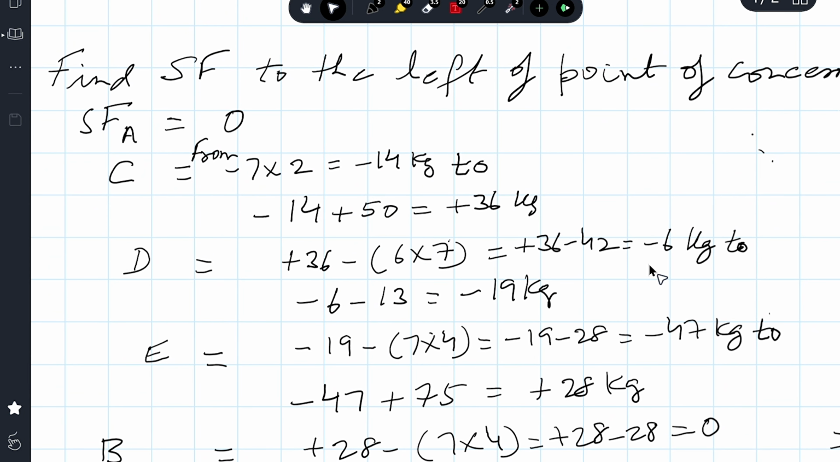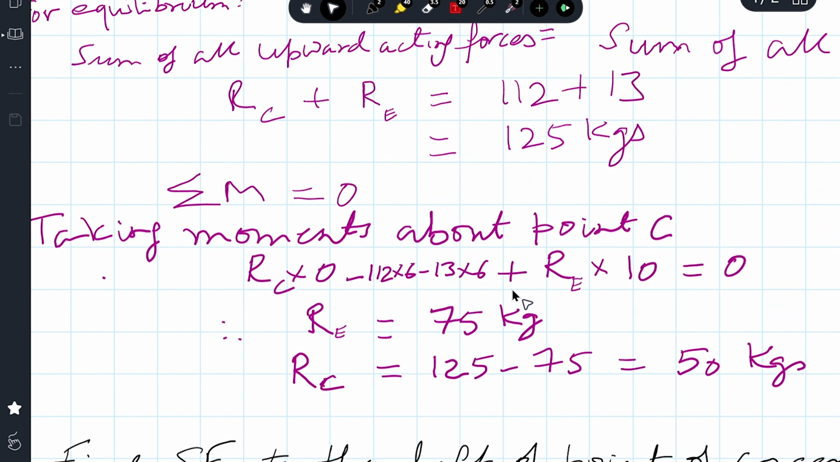Okay, so minus 6 comes here, carried forward to the left. And at point D, minus 13 is also acting. So together minus 6, minus 13, minus 19 kg. So at D, SF is changing from minus 6 kg to minus 19 kg. Then move on to point E.